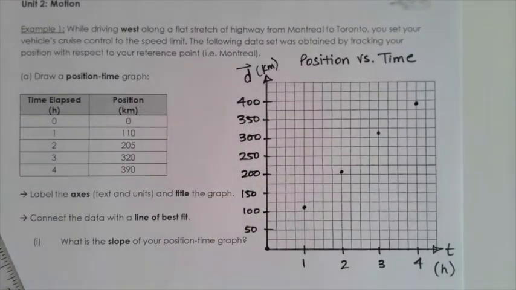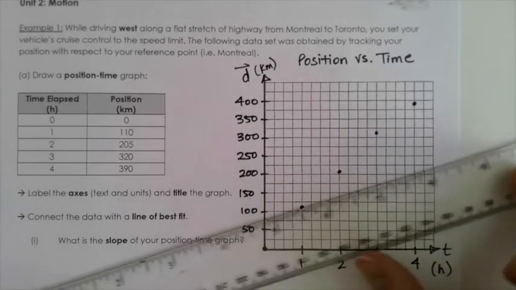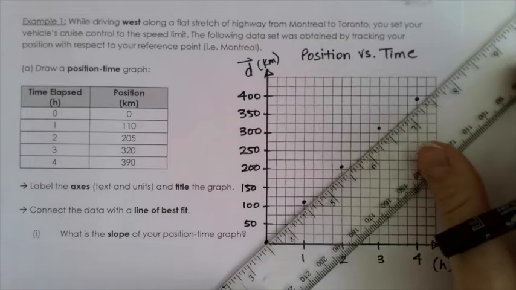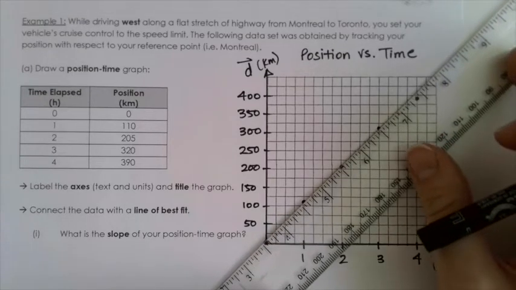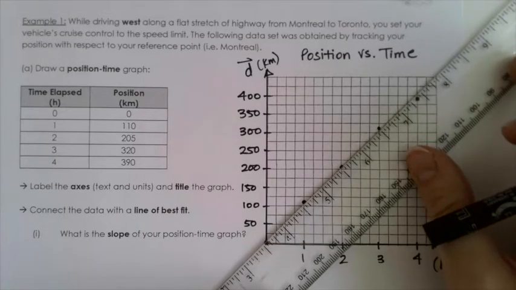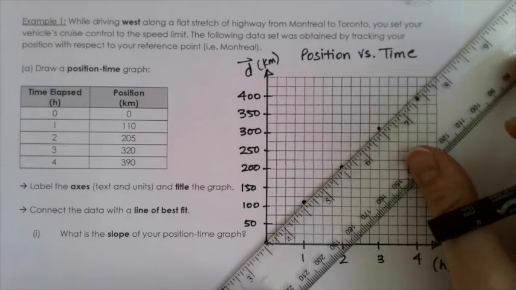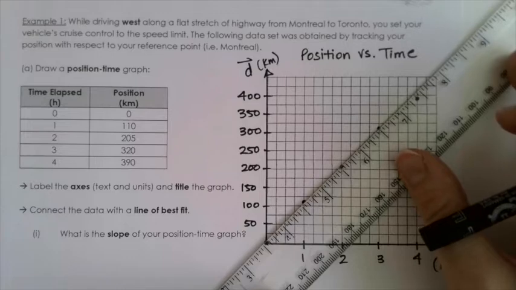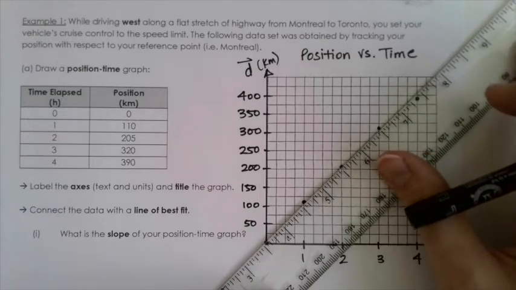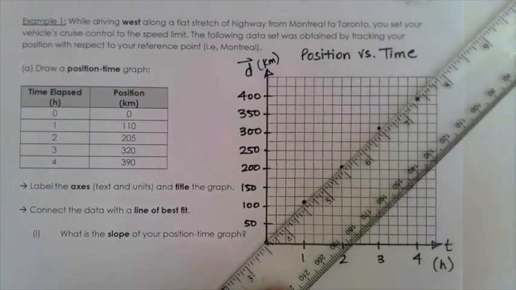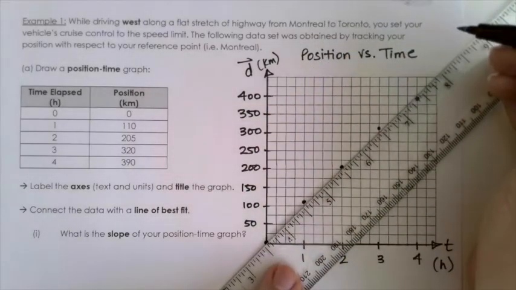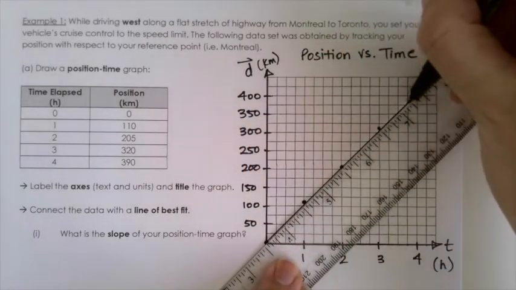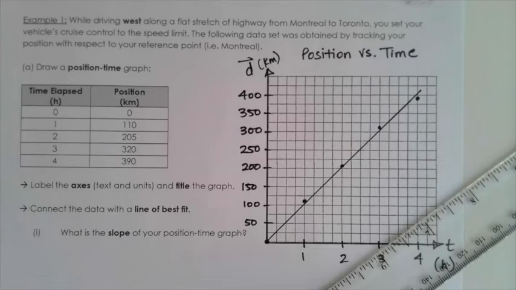Now that you've plotted your data points, we need to connect the data with a line of best fit. So remember from our last lesson, we learned to draw a line of best fit by drawing a line through our data points, such that our line passes through as many data points as possible, and if that's not possible, we try and get it balanced so that at least the data points are equally distributed on either side of the line. So I'm going to draw my line like this.